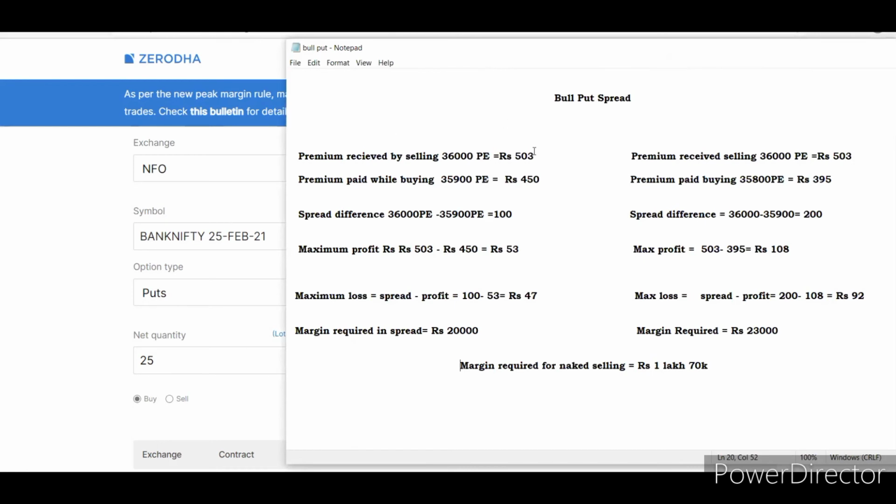So here is the main difference between naked selling and spread selling. The premium received by selling the 36,000 put option is 503. To hedge your position, you need to buy the 35,900 put option. So let me show you the premium.